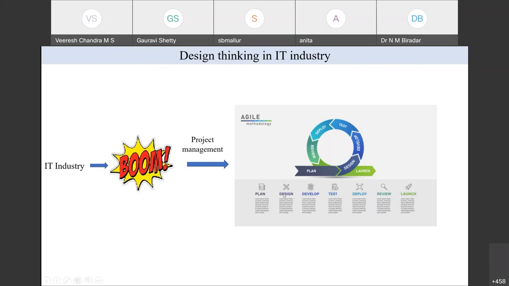So it involves these steps: plan, design, develop, test, deploy, review, launch. This is about the first part. Now I'm not talking about the complete project or the full project.